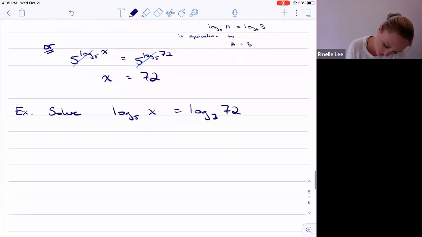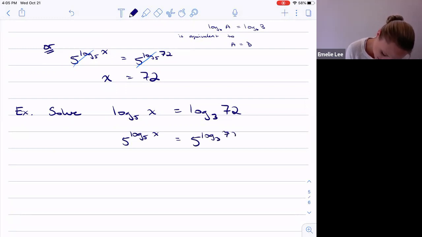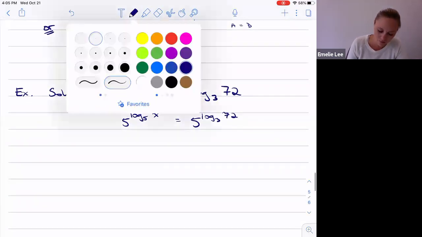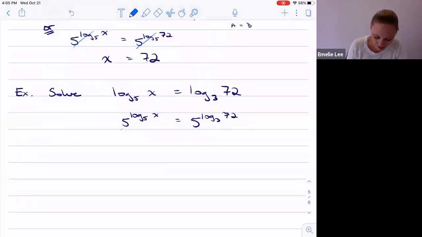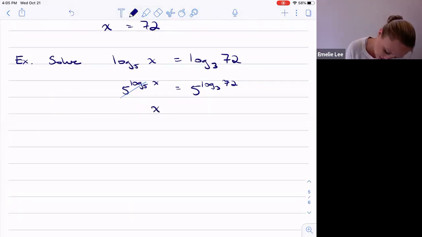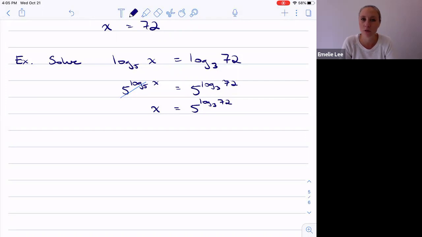And so here I get 5 to the power of log base 5 of x equals 5 to the power of log base 3 of 72. You can imagine these two dropping out, and so the x drops down and it's on its own. So x, the exact answer, is 5 to the power of log base 3 of 72. Nasty, but true.